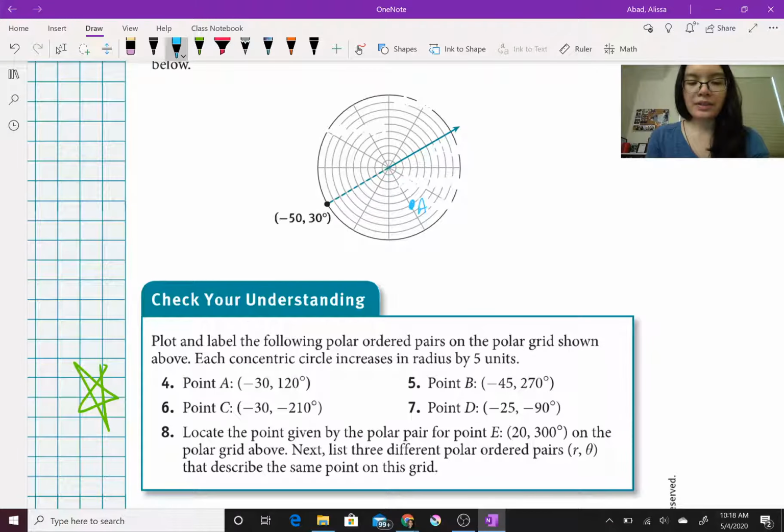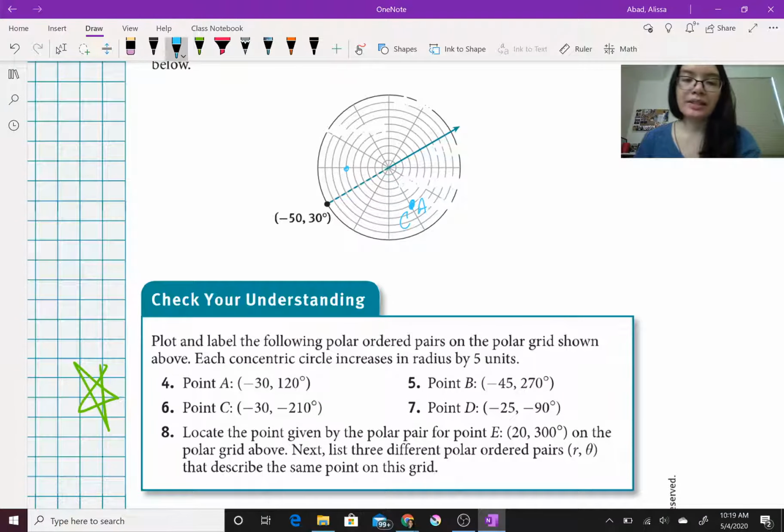This one's telling me negative 30, negative 210 degrees. So I'm going to show both ways again. Let's say I was doing the negative 30 in here. So negative 30, again, that's 1, 2, 3, 4, 5, 6. So that's negative 30. Then negative 210 degrees, that means I'm going clockwise for the negative degrees. And then negative 180 means it goes back over here. And then another negative 30 degrees will place me over here, at the same place where point A is.